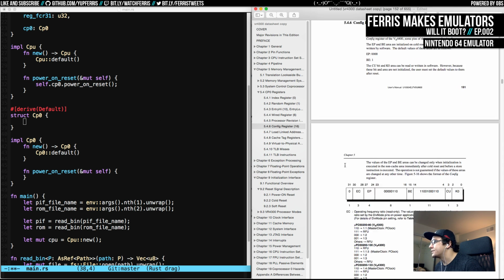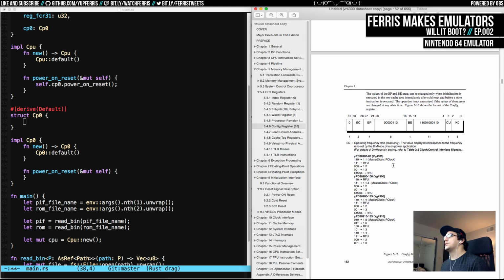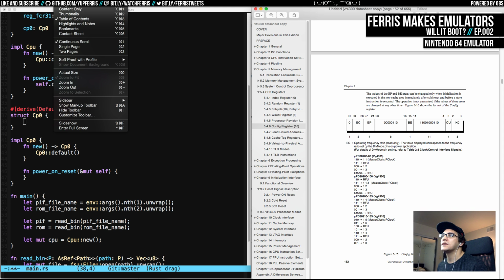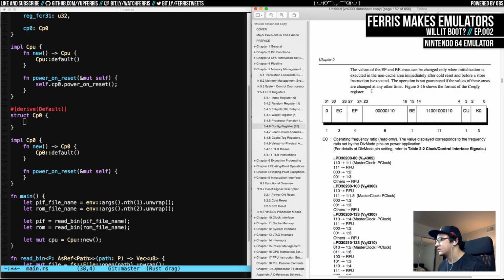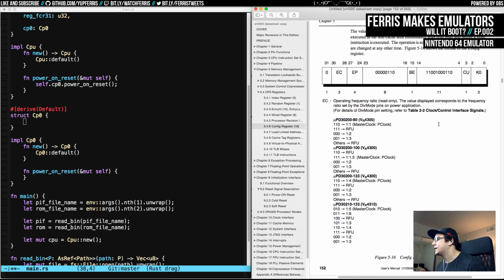So, config register. We have these EC bits. I guess these are, not entirely sure what these are. A lot of this is going to be me reading data sheets out loud, hopefully. Also, I guess this font is extremely small. Let's see if I can zoom in a bit. I don't know if that helps at all, but hopefully it does. Yell at me if it doesn't.